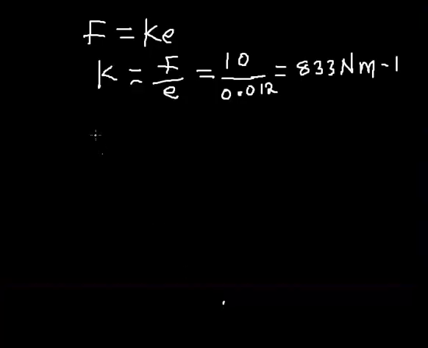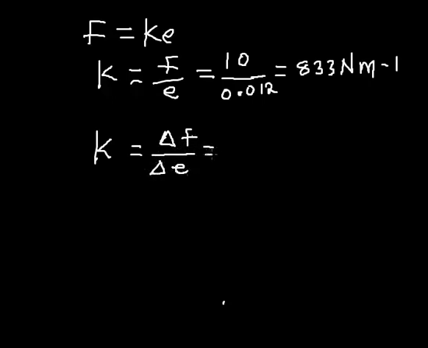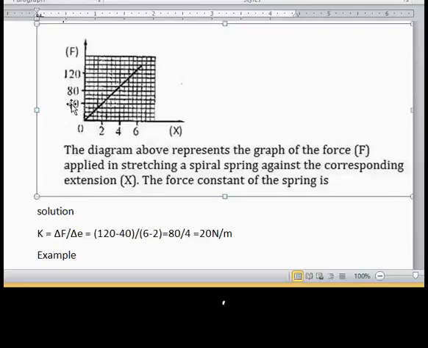Force constant is force all over extension, right? But if it's from a graph, it becomes the slope of the graph. That's going to be the change in force, because we don't just have one force in a graph, we have many forces. So the change in force divided by the corresponding change in extension. So from a graph, that's how we evaluate it. Let's look at the change in force. From this graph, force changes from 40 to 120, while extension is changing from 2 to 6.